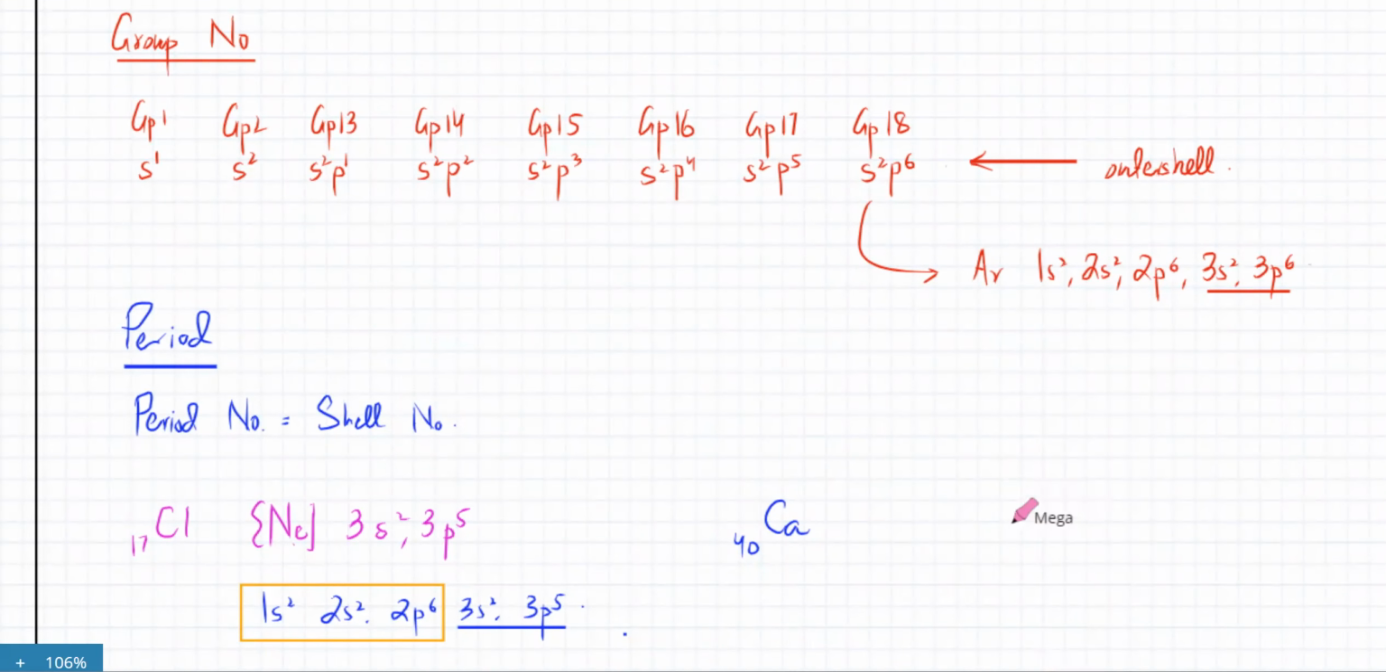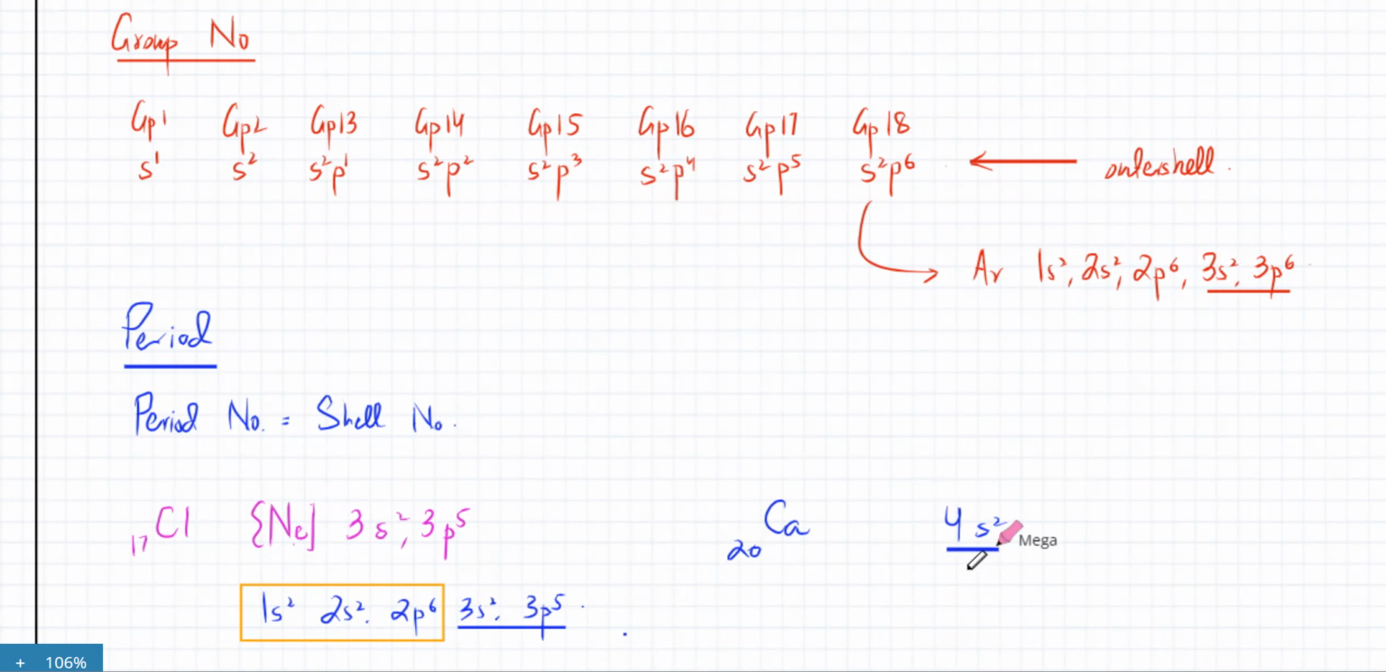Sir, doesn't calcium have 20? It has 20, you're right. Let me correct this. Calcium has 20 electrons, and 40 is the atomic mass. So we know it's in group 2, so it's s2, and it's in period number 4, so it's going to be 4s2. That's the outer shell. We're done with that. What about the remaining 18 electrons?